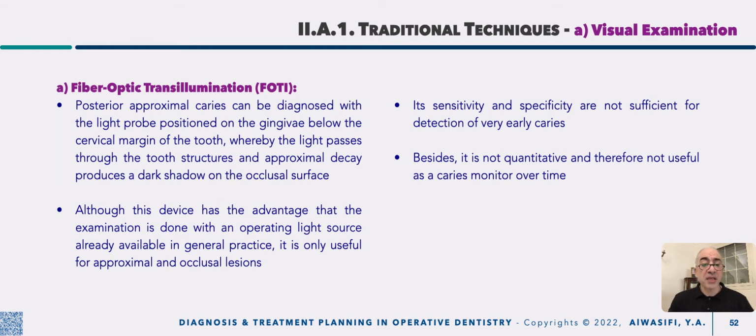Posterior approximal caries can be diagnosed with the light probe positioned on the gingiva below the cervical margin of the tooth, whereby the light passes through the tooth structure and the approximal decay produces a darkened shadow. It's as simple as that.